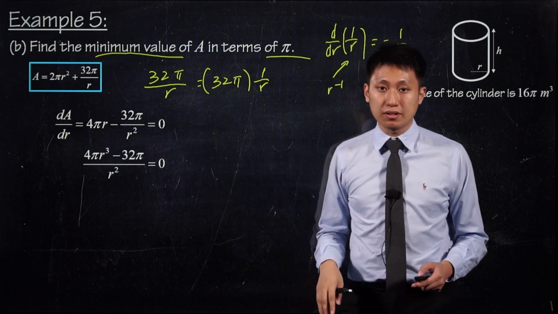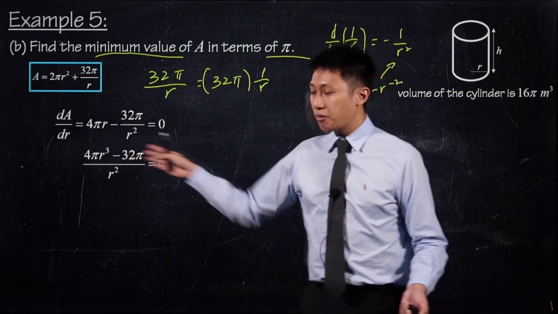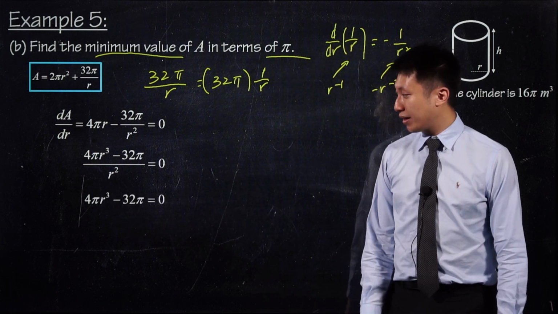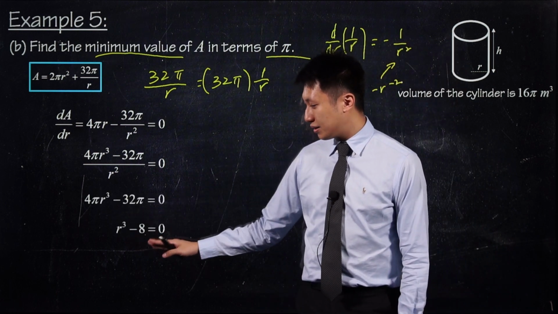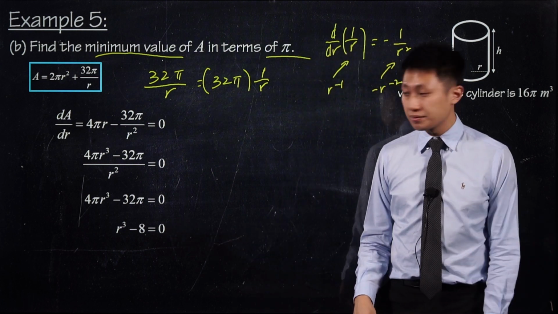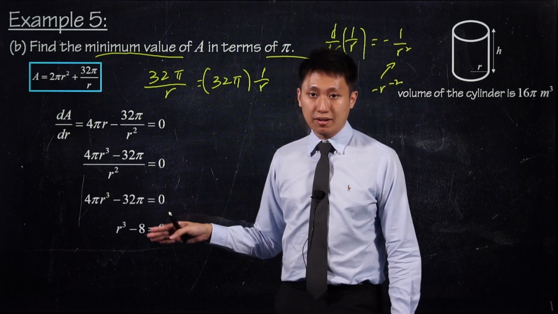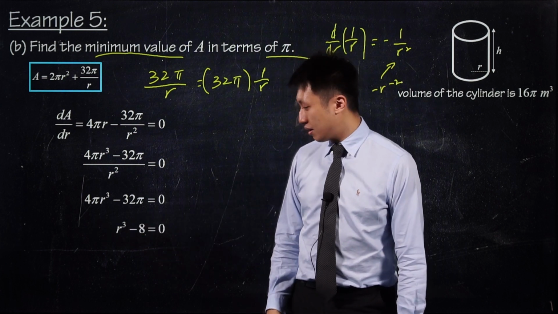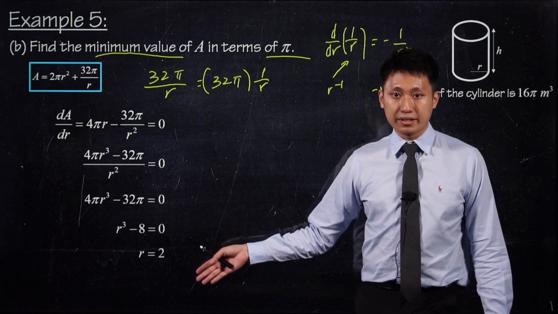Then top must be equal to 0, right? Bottom, you just multiply both sides by R squared, then it's gone. Okay? So you got this one equal to 0. Then R cubed minus 8 is equal to 0. Do you get this? I divide both sides by 4, I get this one. So my R definitely is equal to 2.